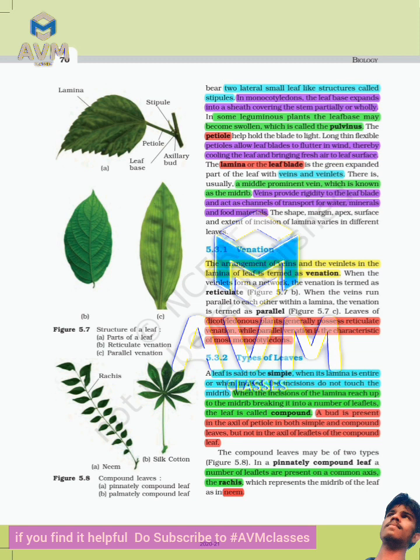5.3.1 Venation. The arrangement of veins and the veinlets in the lamina of leaf is termed as venation. When the veinlets form a network, the venation is termed as reticulate. When the veins run parallel to each other within a lamina, the venation is termed as parallel. Leaves of dicotyledonous plants generally possess reticulate venation, while parallel venation is the characteristic of most monocotyledons.